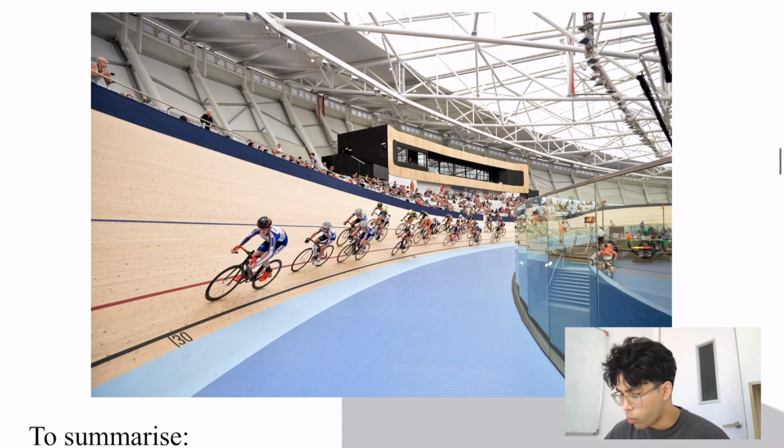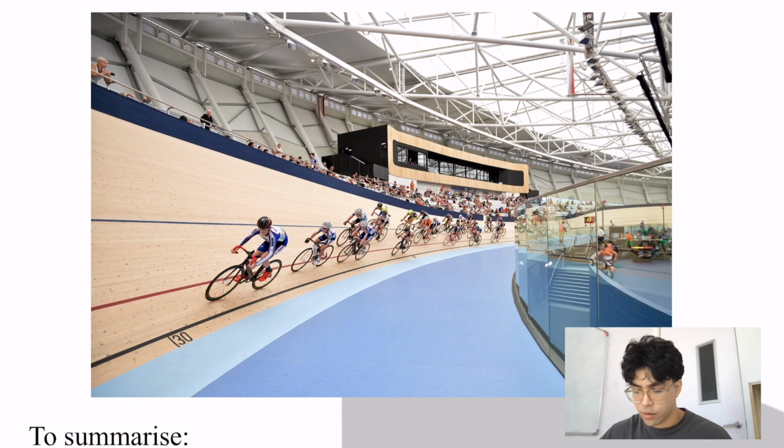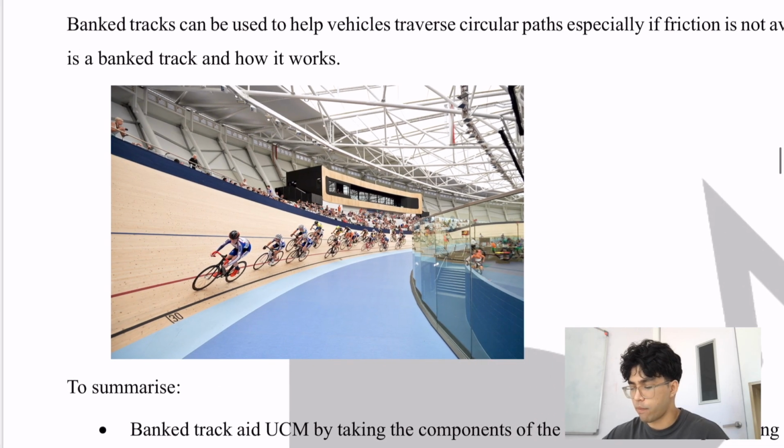Here, what we can see is a velodrome. Now, a velodrome is a type of stadium that is used for cyclists in a race. And what you'll notice here is that the stadium or the track is usually always going to be banked at some angle theta. Okay. Now, why does this occur? Why would you want to bank a track?